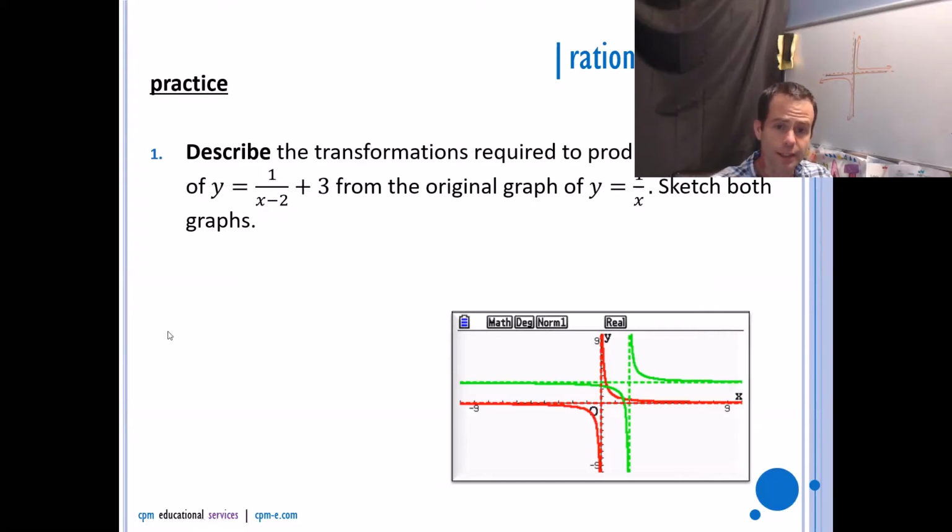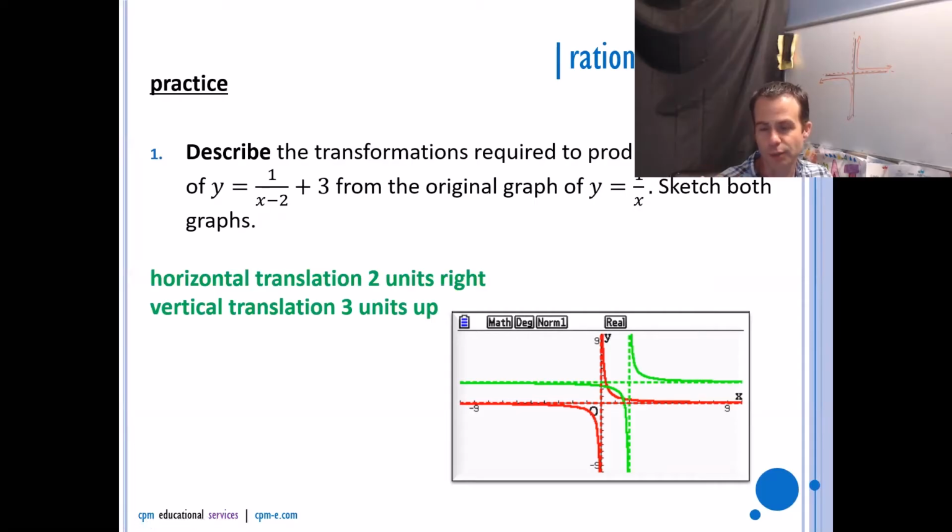And then the rest is kind of the same as far as the pattern goes, because I'm still riding along the asymptotes. It's just that the asymptotes now are in different spots. Okay.